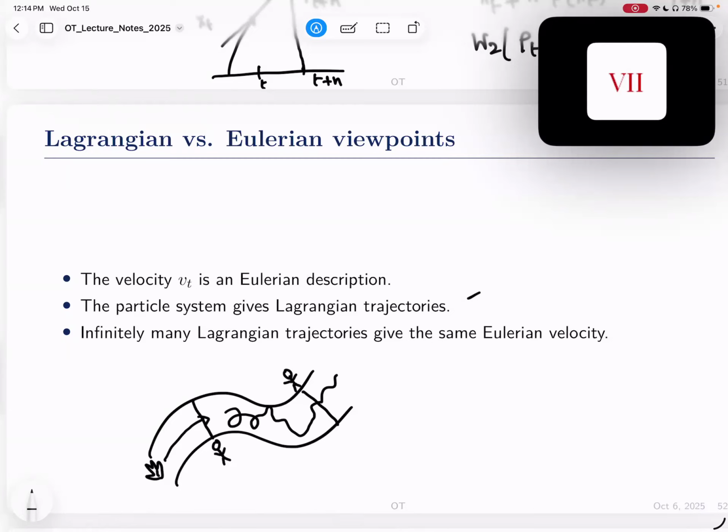Infinitely many Lagrangian trajectories give the same Eulerian velocity. If you're a person from stochastic processes, this is just another way of saying that infinitely many stochastic processes will give you the same family of marginal distributions. The joint distributions will be different, but the marginals are always the same.